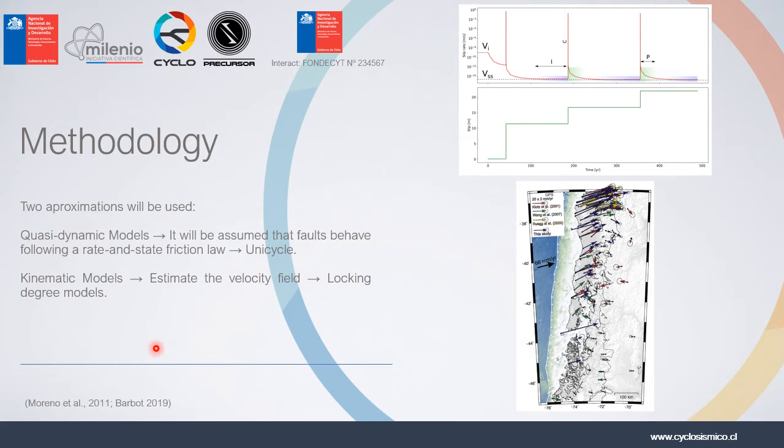The second approximation will be a kinematic modeling, where we are going to estimate the velocity field. And this is an example of the work of Marcos Moreno in 2011. And the idea is to compute or to obtain the locking degree at this segment of the subduction fault to actually constrain the distribution of some frictional parameters of the rate and state friction law in order to have better results.